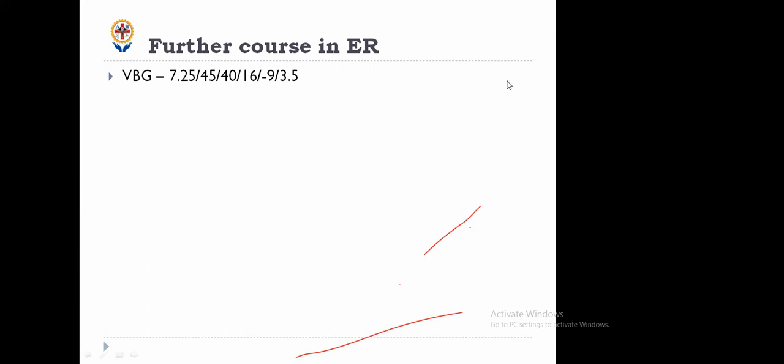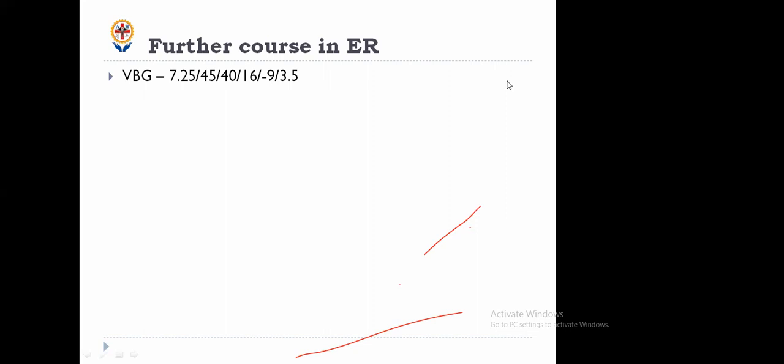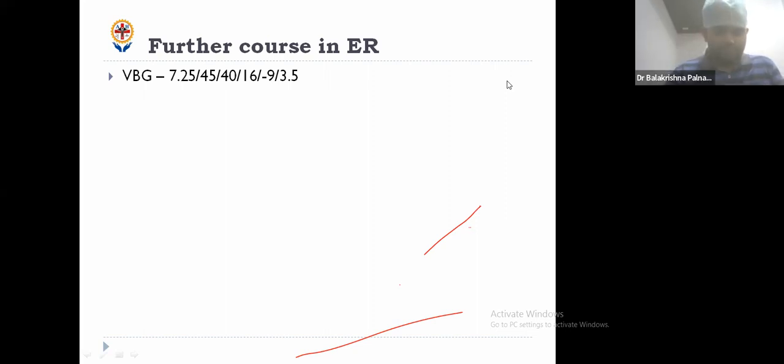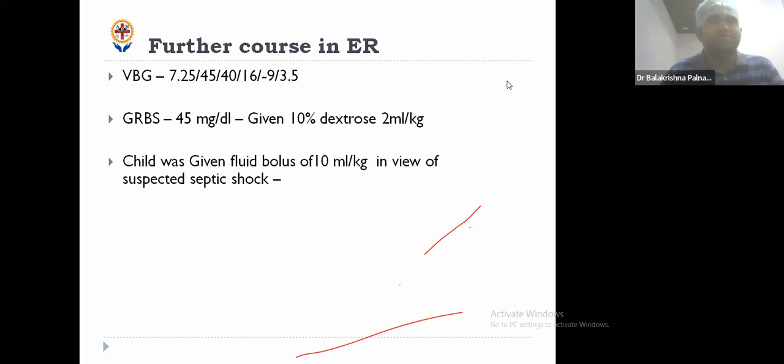Metabolic acidosis without compensation. Okay, metabolic acidosis, uncompensated. Okay. So lactate is definitely high. So GRBS we have seen, which is low. So any child who comes with this to the ER, in all cases, don't forget to check the sugars. This child we checked the sugars, it was 45, so again 10% dextrose 2 ml per kg.